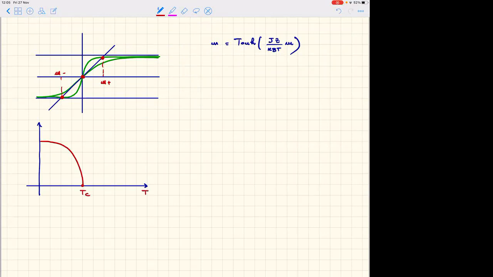Sorry? Yes? What is the difference between the two green graphs? Oh, what's here, the parameter? Here I have Jz over kBT greater than 1, and here I have Jz over kBT equal to 1. Okay?